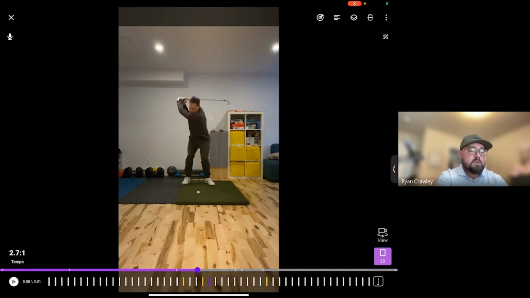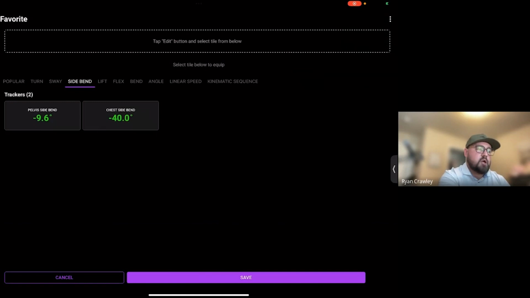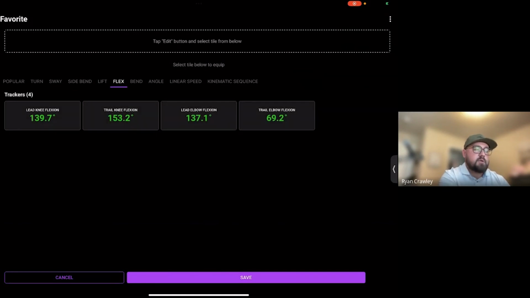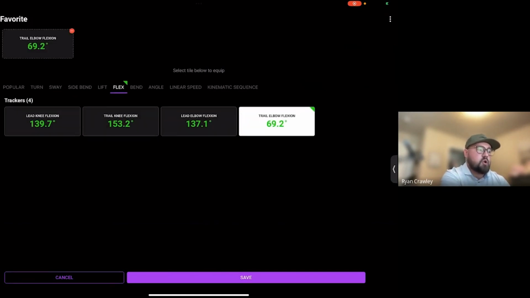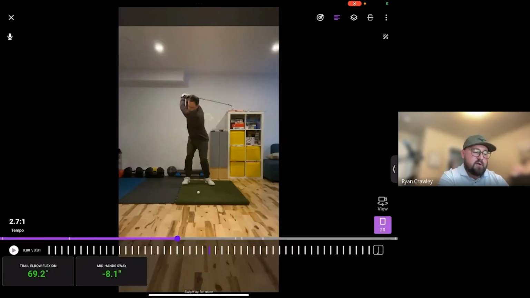So for me, when I was helping Frederick in his game, we just worked on being able to show him how much his trail elbow was bending, because that's a good way of showing width at the top. We were also showing him his mid-hand sway, basically how much his hands are moving away from the target or towards the target. So if I just get rid of all these numbers and pull up that trail elbow flexion, and then also pull up the mid-hand sway, we can help communicate that to Frederick and exactly where we want him to be.